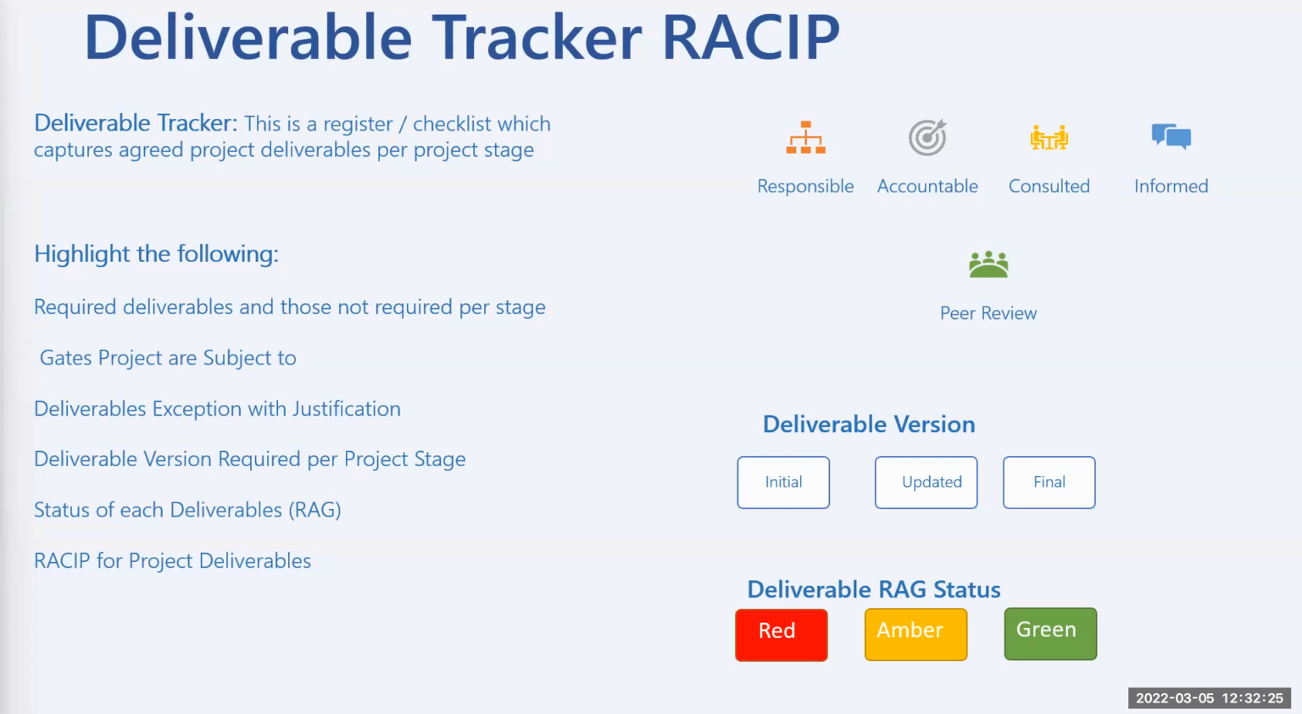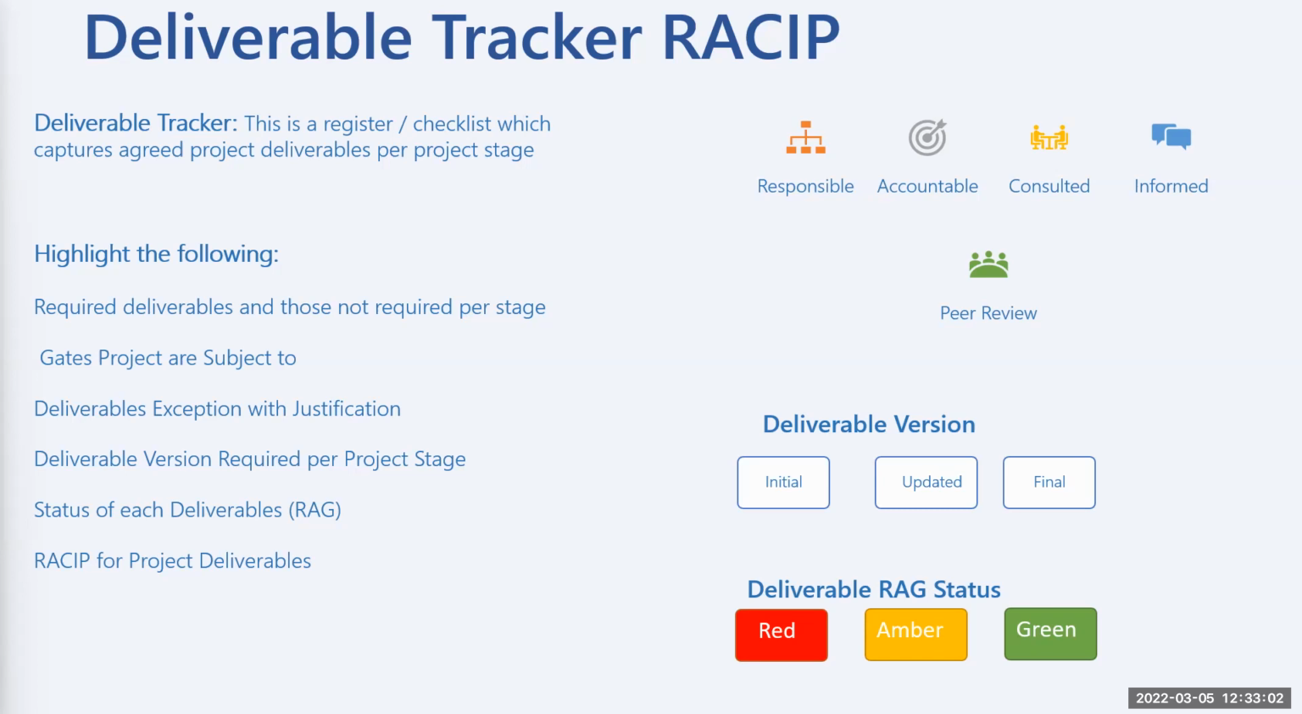But because of the stage gates, these ones are tied to deliverables. Whereas a project plan is tied to activities, to resources, to so many things, for a stage gate it's tied to key deliverables that need to happen at that phase or stage of the project. And so as a PMO, you create a deliverable tracker. It's like a checklist register to capture agreed project objectives.